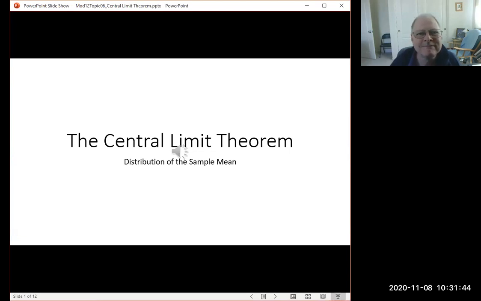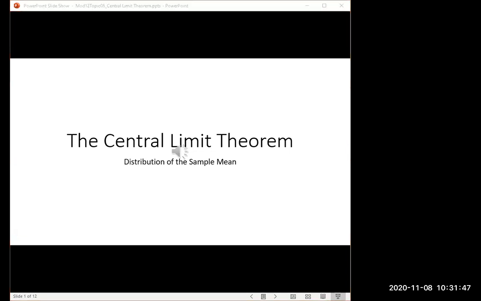So this presentation's on the Central Limit Theorem. It's about the distribution of the sample mean. This is in the OLI textbook, in Module 12. It starts on page 169 and runs through 172. And in the workbook, this is topic 6. Intervals and hypothesis testing.